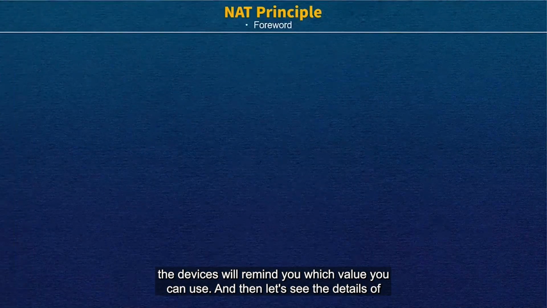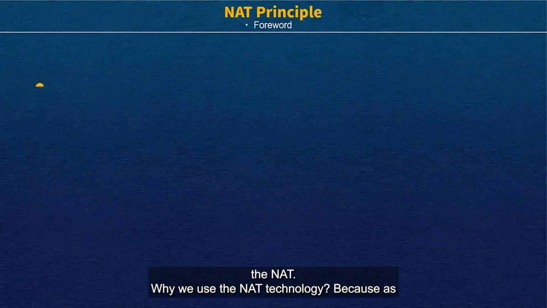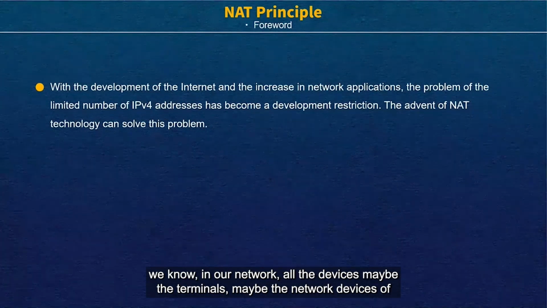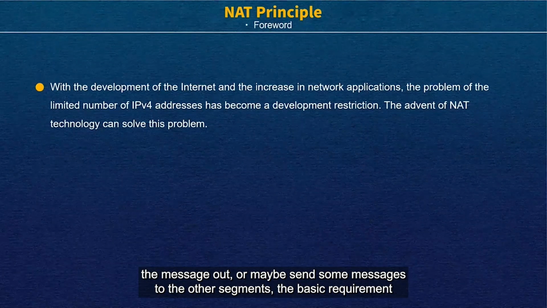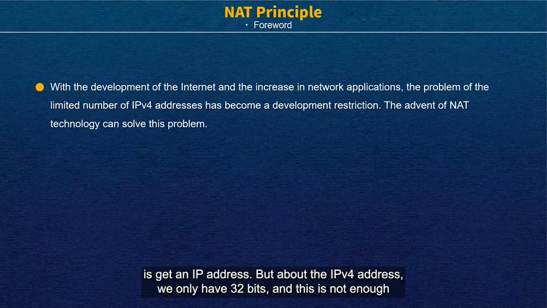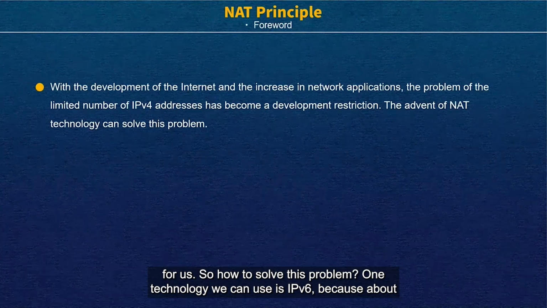And then let's see the detail of the NAT. Why do we use the NAT technology? Because as we know, in our network, all the devices, maybe the terminal, maybe the network devices like layer 3 switch, router, firewall, if they want to send a message out, or send some message to another segment, the basic requirement is to get an IP address. But the IPv4 address is only 32 bits long, and this is not enough for us. So, how to solve this problem?